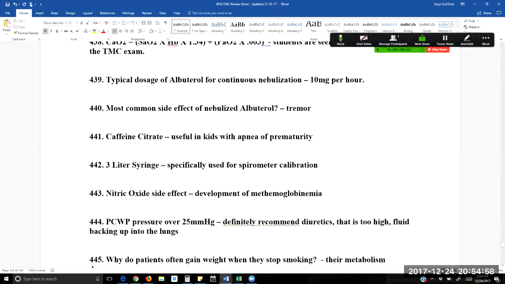Number 441 is caffeine citrate. This is useful in kids with apnea of prematurity. I think it's kind of funny that these kids actually get their first cup of coffee before they leave the NICU. That's exactly what is in coffee, caffeine citrate. But we give them a little of that. It keeps them perked up a little better. We could also use theophylline for this, but caffeine is commonly used to keep these kids a little more alert and breathing better.